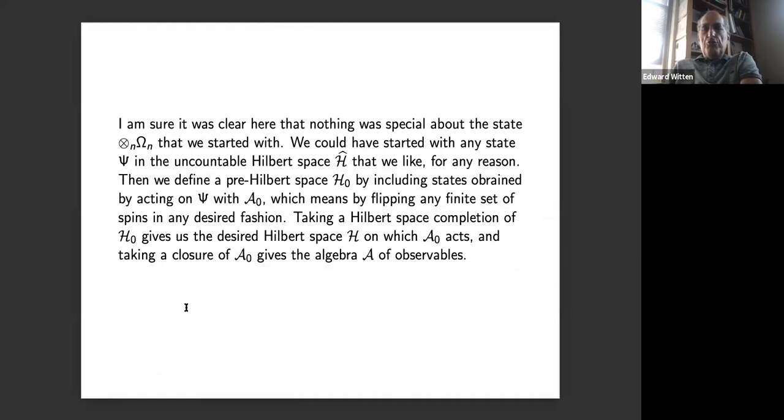Now, I'm sure it's clear nothing was special about the state we started with where all the spins are up. We could have started with any state in the uncountable Hilbert space that we like for any reason. Then we define a pre-Hilbert space H0 by including all states obtained by acting on psi with the small algebra, which means flipping any finite set of spins in any fashion. Then we take a Hilbert space completion of H0. That gives us a Hilbert space H in which A0 acts. And then taking a closure of A0 gives the algebra of observables in this Hilbert space. So we can get all kinds of things depending on what we're interested in.